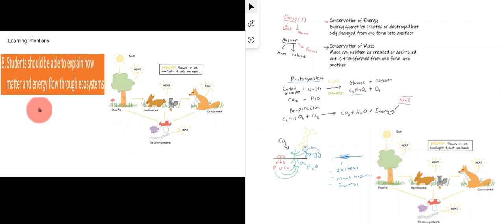So that is the lesson. Students should be able to explain how matter and energy flow through an ecosystem. We've talked about how energy and matter flow through the ecosystem. Thank you for listening.